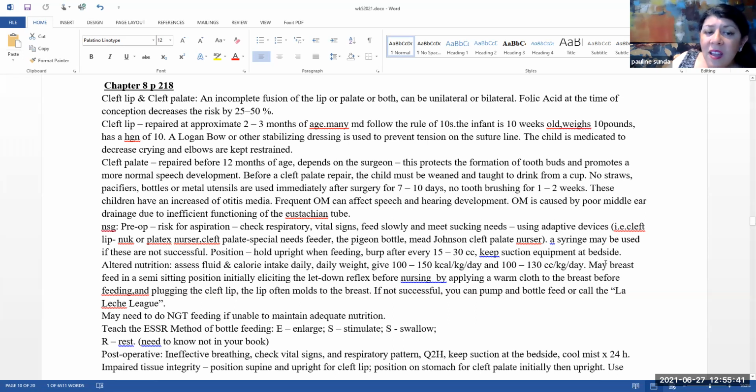These children also have an increased risk for otitis media, and frequent otitis media can affect speech and hearing development. The reason they have this is because they have poor middle ear drainage due to the inefficient functioning of the eustachian tube.